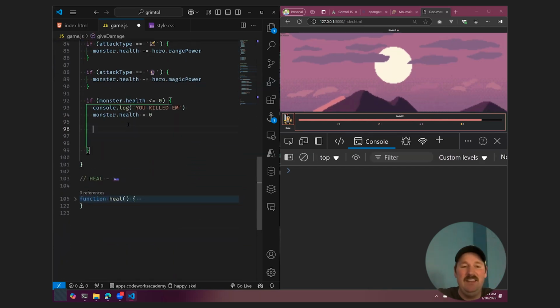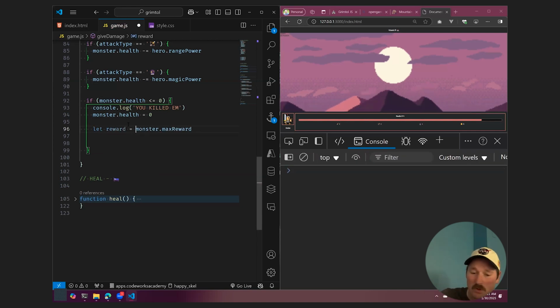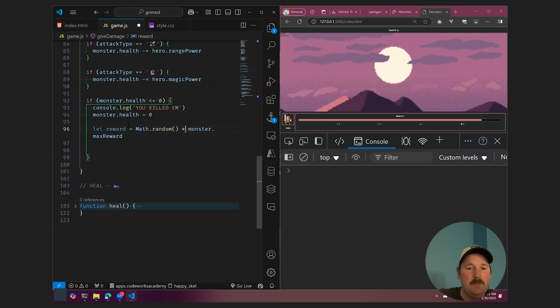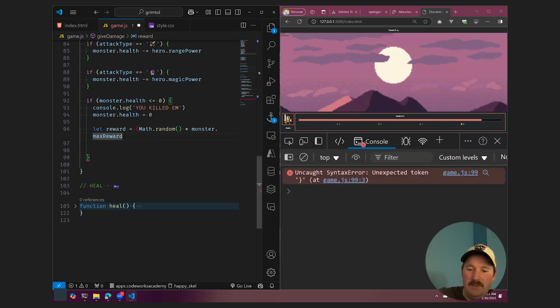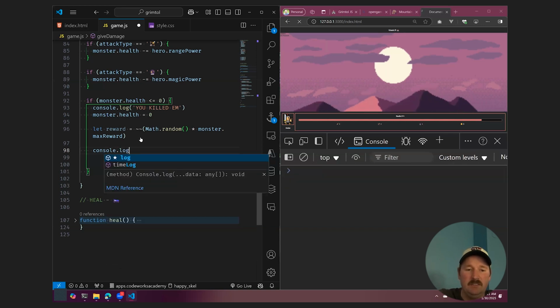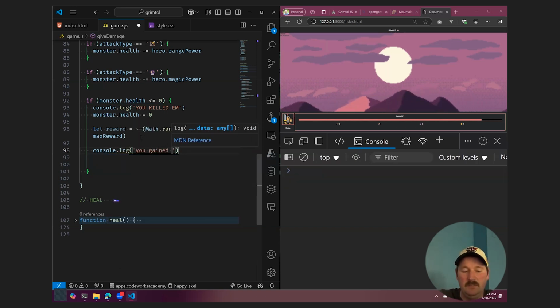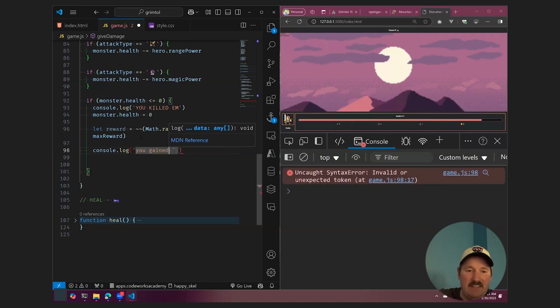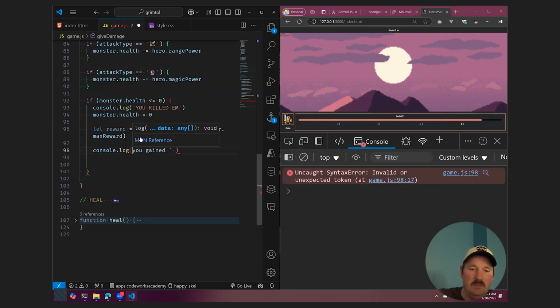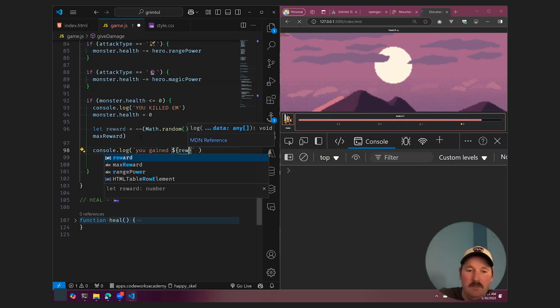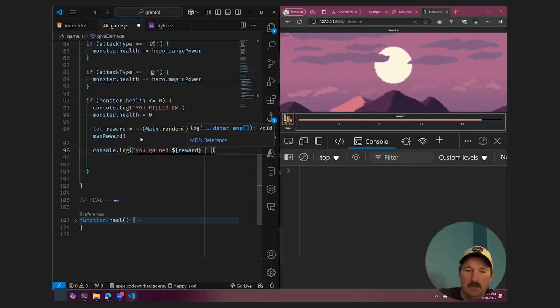So let's go ahead and say let reward equal math.random times the monster reward, and we will round down. And here we'll say console.log, you gained, how about, let's use backticks on this one. You gained reward gold.